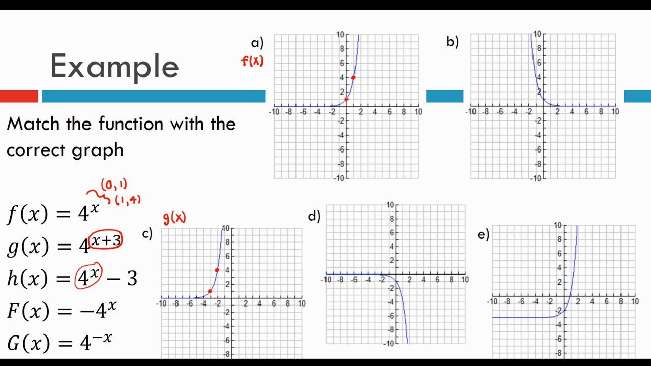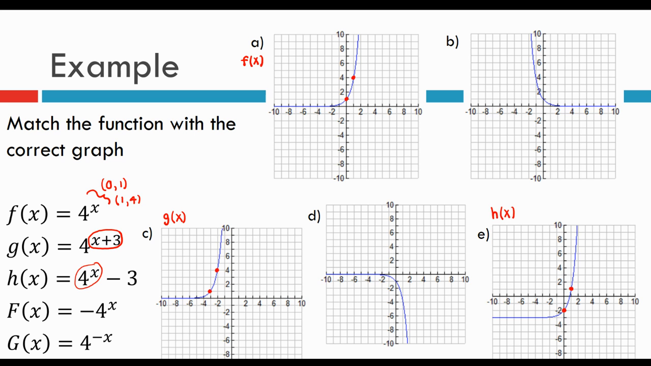So from 0, 1, if I move it down 1, 2, 3, I want to be at 0, negative 2. And notice that I see 0, negative 2 right here at graph E. If I have 1, 4 and I move it down 1, 2, 3, I'm at the ordered pair 1, 1, which is also on that graph E. So it looks like at E, we want that h of x function. Okay, and then hopefully that makes sense.